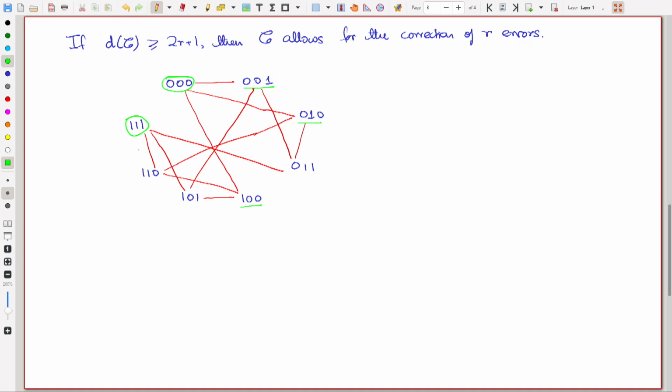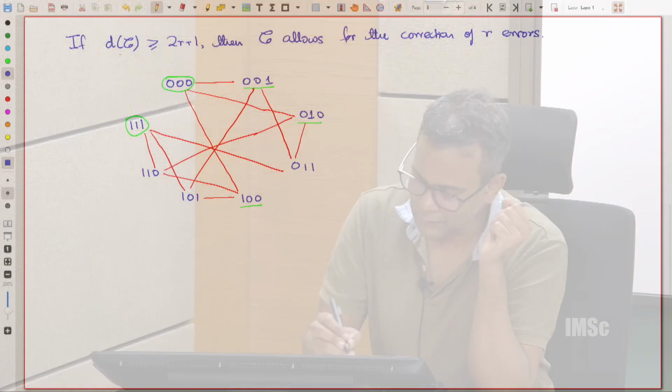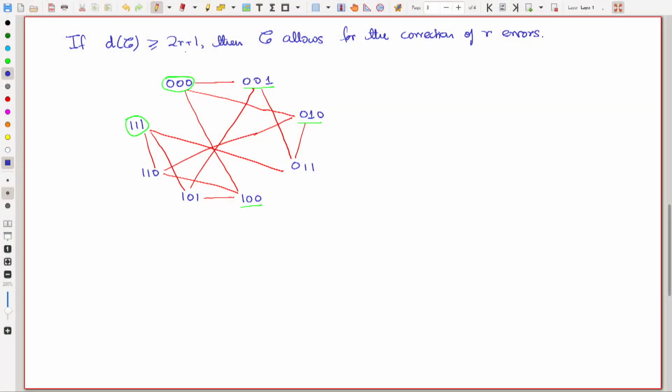Now, if you have changed one bit, then you are a distance 1 from here, you must have a distance of at least 2 from here. So, you know that you are closer to 000, and so you correct to 000, right. That is the basic idea behind this: if you have a code with distance 2r plus 1, then it allows for the correction of r errors, because suppose you have a word w whose distance from some signal w0 is less than or equal to r, right. So, this is your correct signal.